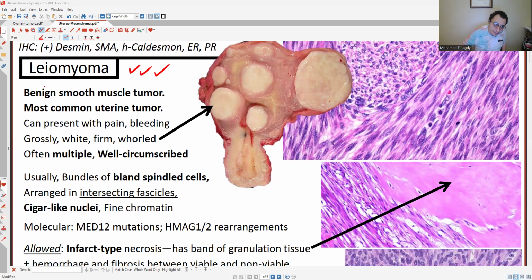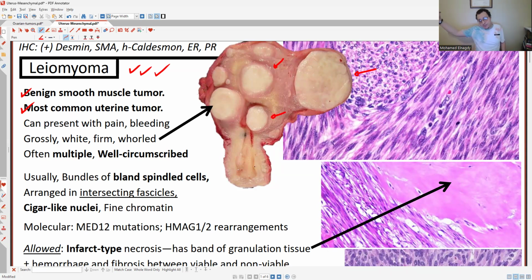So leiomyoma is a benign smooth muscle tumor. That's the most common uterine tumor that you will see. It's always there. It has many types. Subserous type, which is near the serosa, interstitial type, which is in the middle, and submucous type, which is towards the lumen or towards the endometrium.